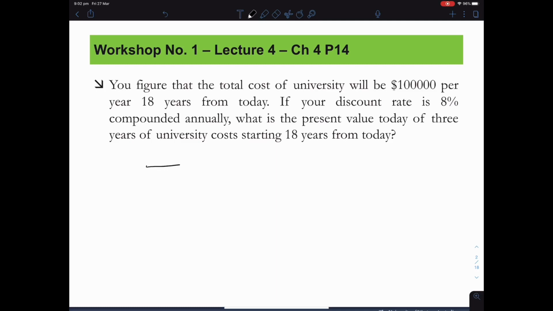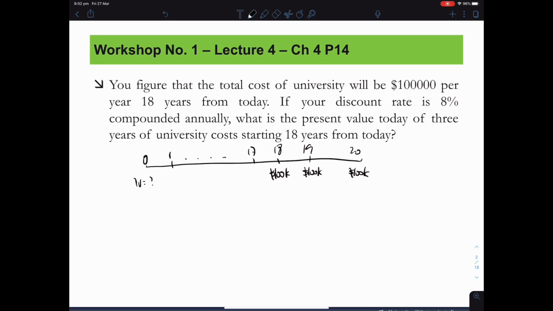You always start with drawing a timeline to indicate the cash flow that you're going to be receiving. So today, 0, 1 year, and up to year 17, year 18, year 19, and year 20, right? Not a perfect timeline. And let's have a look. So you have to pay $100,000 per year in 18 years from today, which means the first cash flow is gonna be in year 18. So 100K, 100K, 100K, right? And that's today. And you want to find out what's the present value today, right?